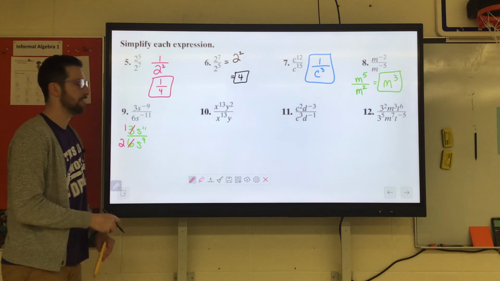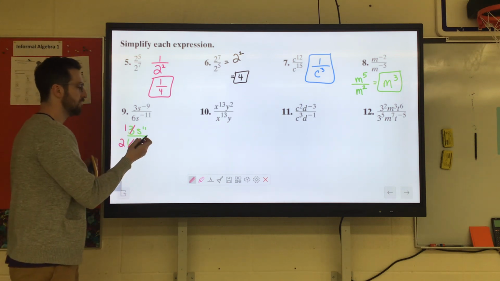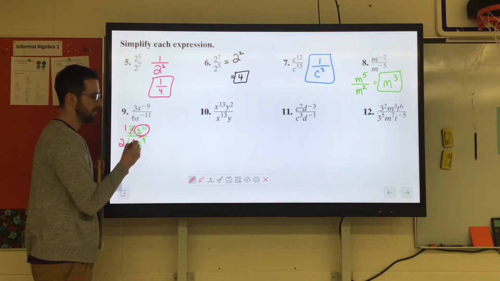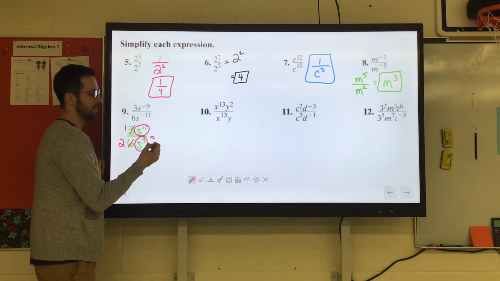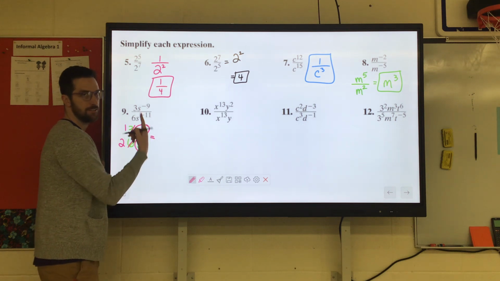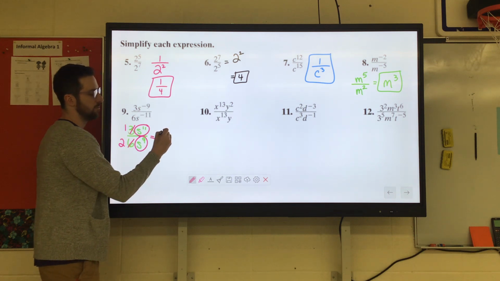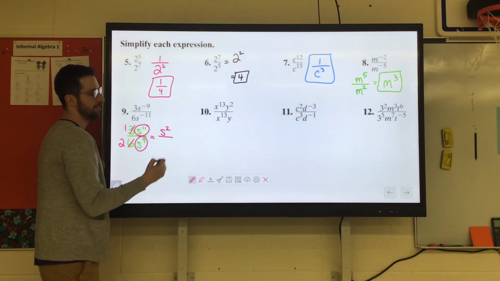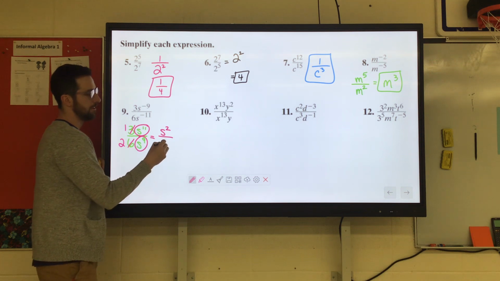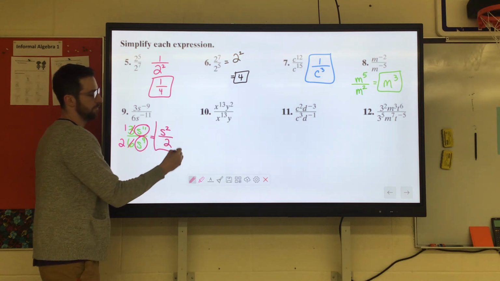Now the s's, there's more s's in the numerator. You got 11 up there, 9 down there. So there's 2 more s's in the numerator if you subtract the exponents. So we have 1 s squared, which we could just rewrite as s squared. The only thing in our denominator is the 2.